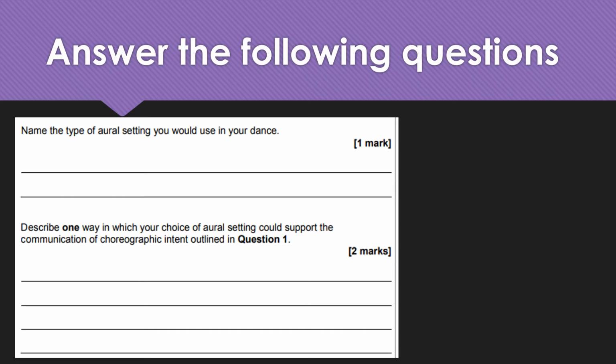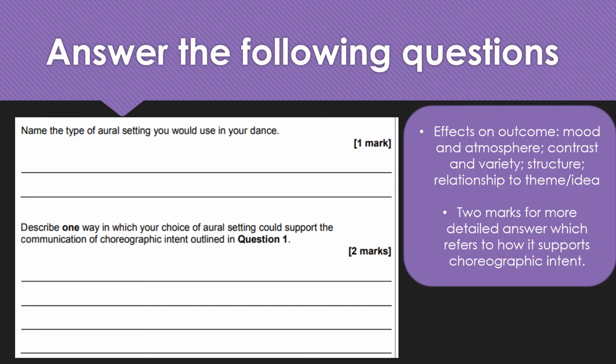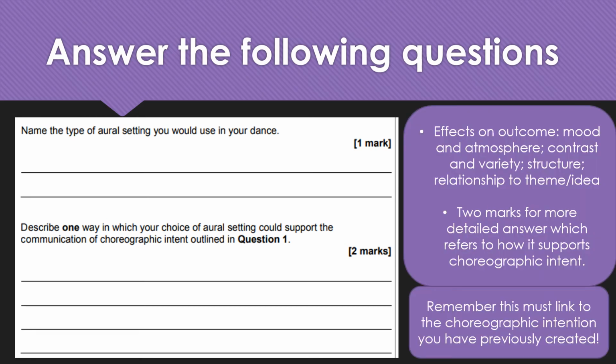So make sure you name an aural setting that is going to link to your choreographic intention and that you're going to be able to talk about confidently. So, number 2 is describe one way in which your choice of aural setting could support the communication of your choreographic intention outlined in question 1. So the type of aural setting that you've given in the first question, you must then describe a way that that type is going to support your choreographic intention.